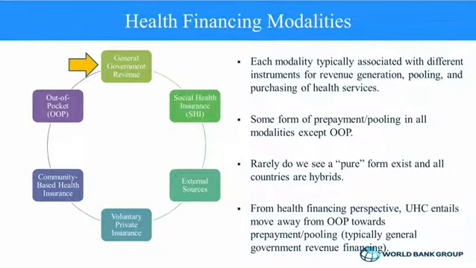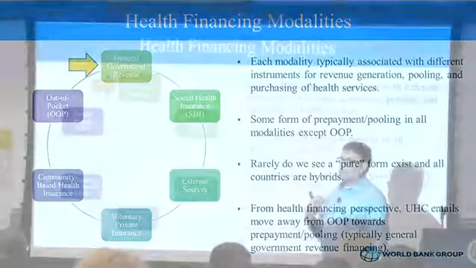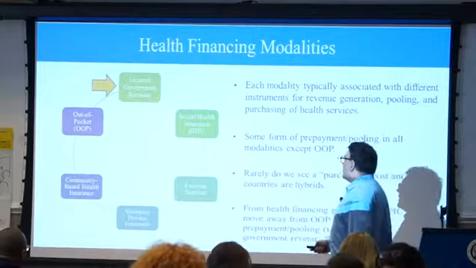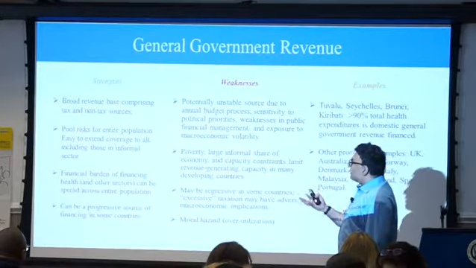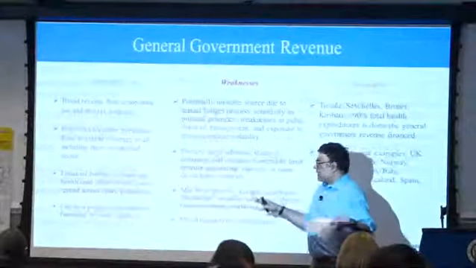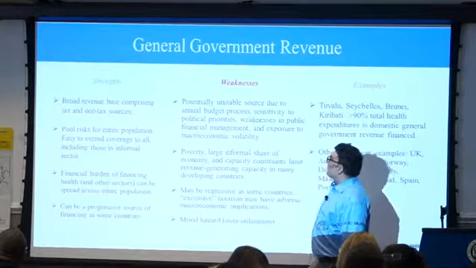And finally, a little bit on general government revenue financing. Here you're really financing out of general taxes. And let's look at the pros. Usually it's a very broad revenue base. You're able to pool risk, at least technically, for the entire population. It's easy to extend coverage to all, including those in the informal sector. You don't have to necessarily base it on wage-based taxes. You can collect consumption taxes or other forms of taxes. The financial burden of financing tends to get shared, and can be progressive.